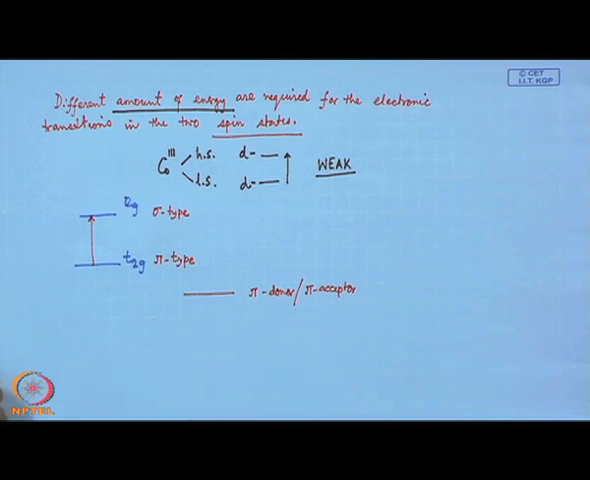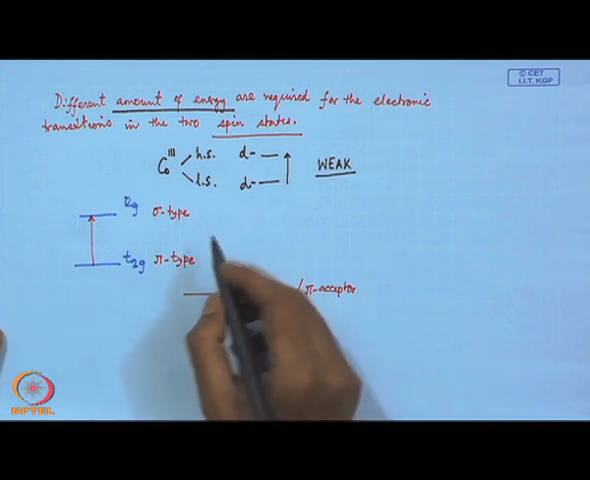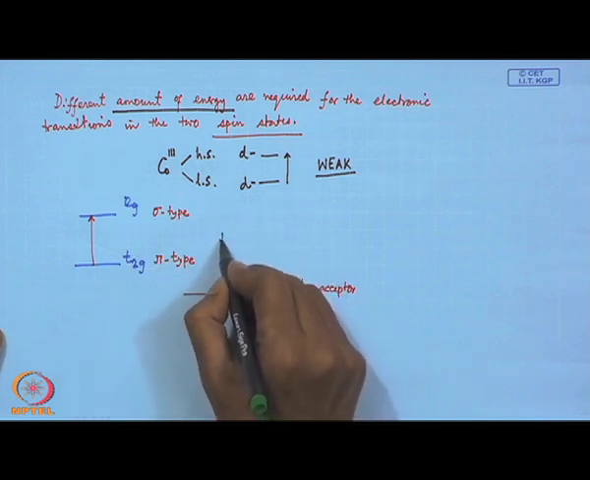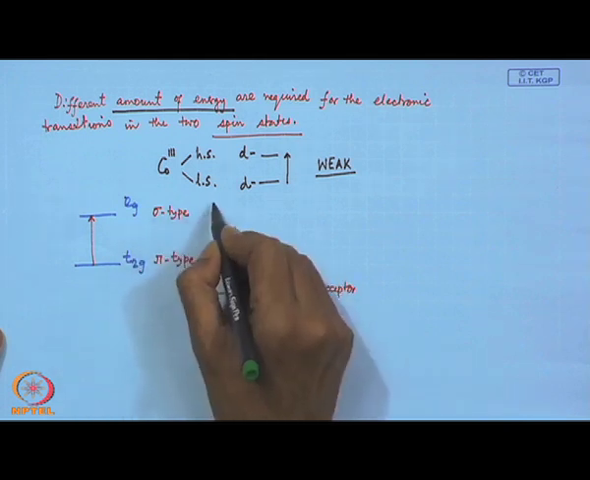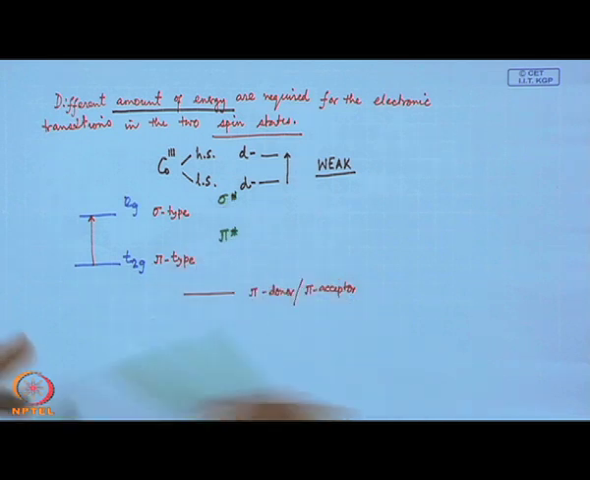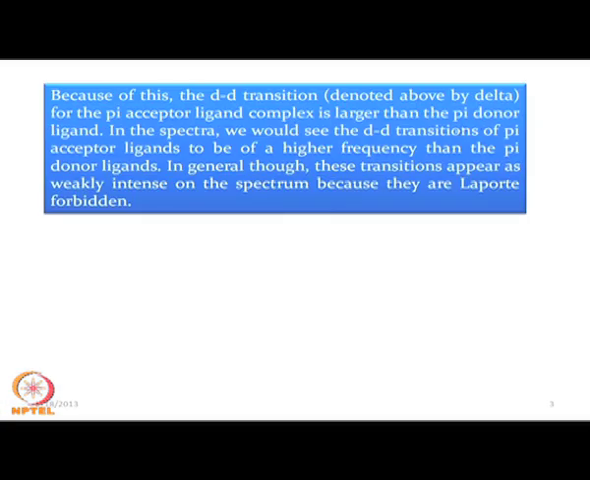So, the positioning of the pi donor ligand and pi acceptor ligand will be different, and due to that we can have not only the T2G or pi type orbital, but also the corresponding pi star level, and for sigma we will have the corresponding sigma star level. Involving all these, we can have transitions from one level to the other. So, the DD transition of a pi acceptor ligand is of higher frequency than that of a pi donor ligand, and we compare how pi acceptor ligands differ from pi donor ligands.